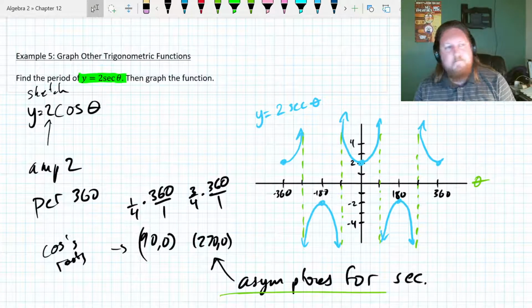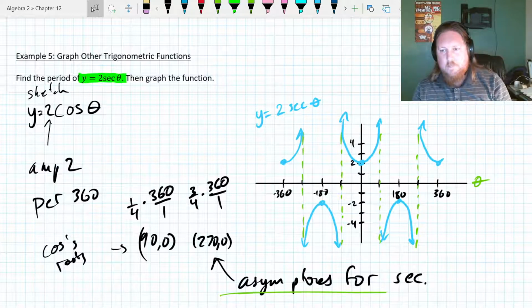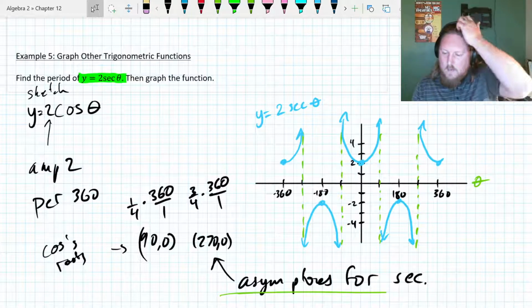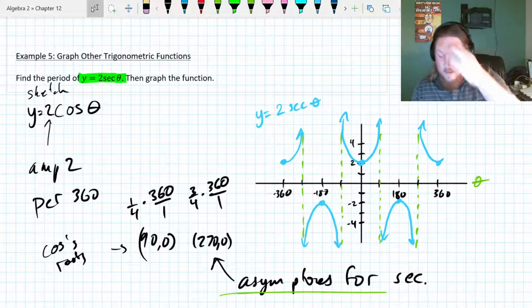And that's it. You have to be able to sketch the cosine, secant, and tangent first. Oh, sorry. Sine, cosine, and tangent. I don't know why I said cosecant.